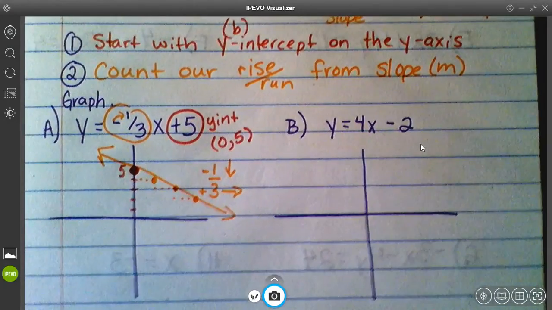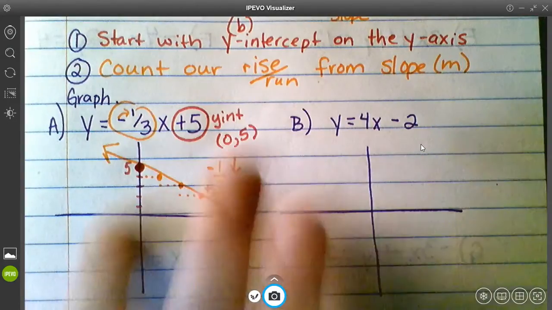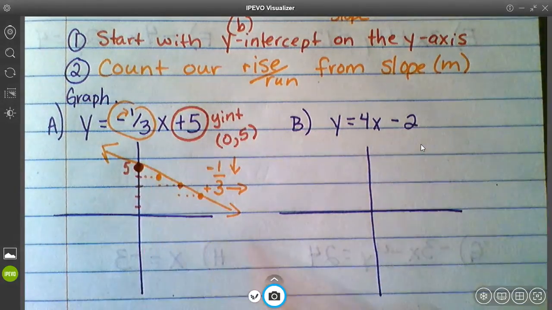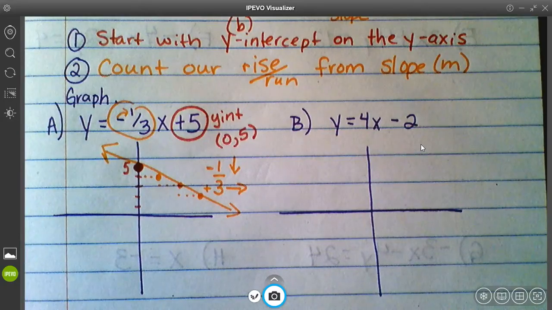So I know it's inconvenient to not have some coordinate planes on our paper, but it's okay. We can deal with it. I can tell if your graph is right or wrong if you show me your y-intercept and you state your slope.